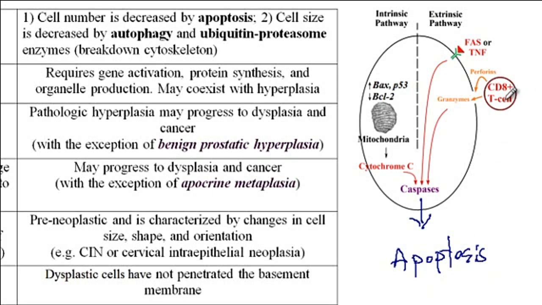Alternatively, the cytotoxic T cells can release perforins, open up the cell membrane, and then release the granzymes, which would again lead to the activation of caspases that again will initiate apoptosis. There is the other mechanism called the intrinsic pathway, where the overexpression of BAX or P53 gene or decreased expression of BCL2 gene will cause release of cytochrome C from the mitochondria, which will again activate the caspases.